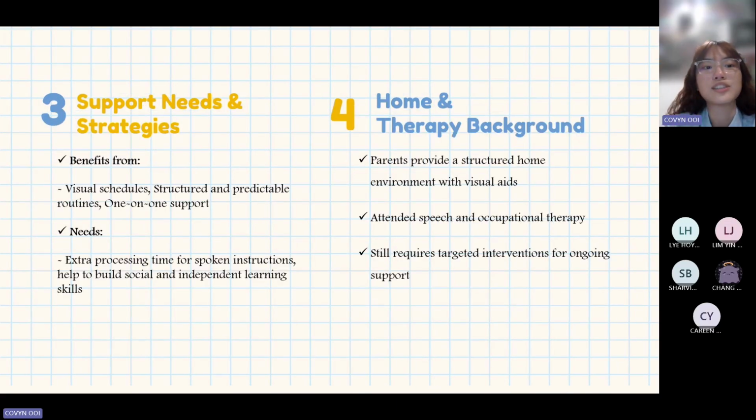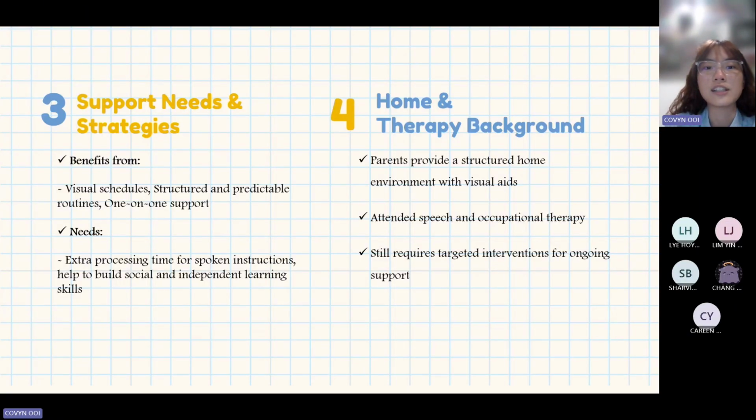Third is support needs and strategy. Ethan is a strong visual learner and has good memory, but he struggles with verbal expression and needs more time to process. However, he benefits from visual schedules, structure, predictable routines and one-on-one support. Last, home and therapy background. At home, his parents provide a structured environment with visual aids to help him improve his social skills. He also attended speech and occupational therapy, but still requires targeted intervention for ongoing support.